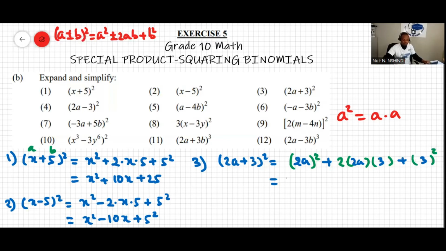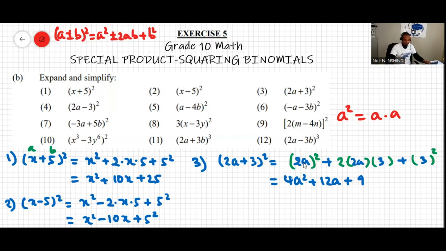Remember the power of 2 here will be for both 2 and a, not one of them, but both of them. Okay, so 2 to the power of 2 is 4, and then a to the power of 2, a squared, and then 2 times 2 times 3 is equal to 12, so that makes plus 12a plus 9. You notice that this is much quicker than timesing all the terms and then simplifying and combining like terms, you know, it's much quicker this way.